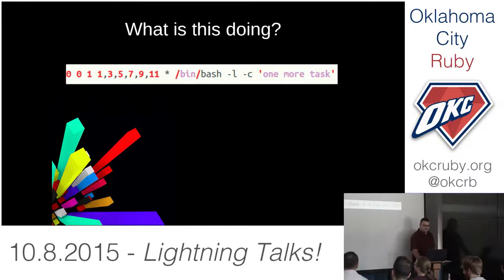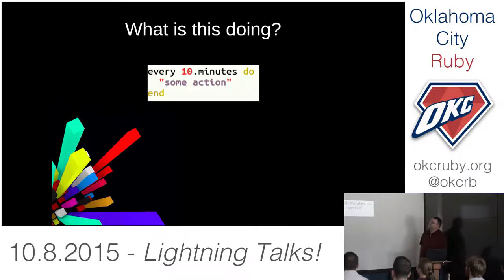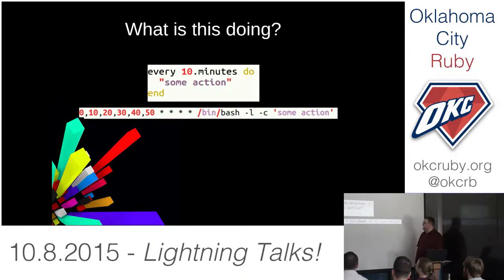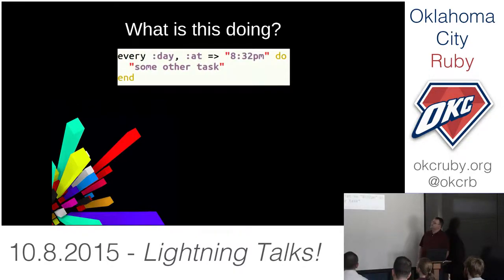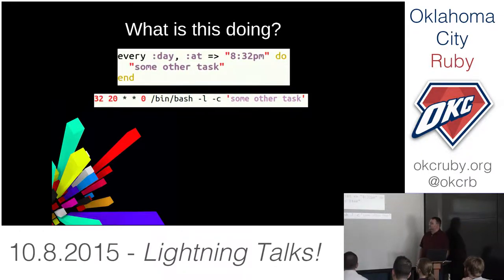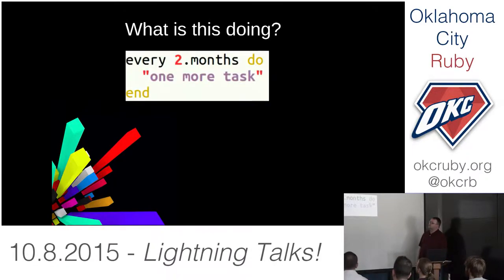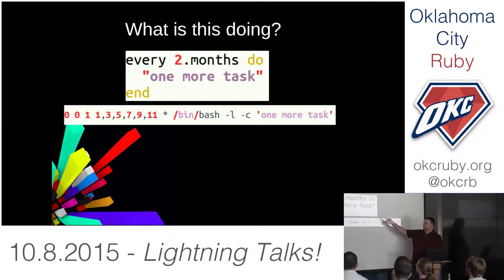So, what is this doing? I have no idea. That's our first one, right? What's this one doing? That's awesome. That reads like it makes sense, right? What is this one doing? Awesome, right? That makes sense. So how do we get from this to this?